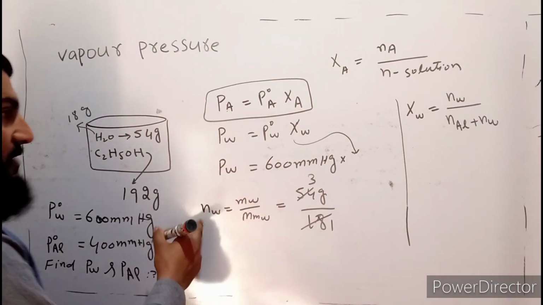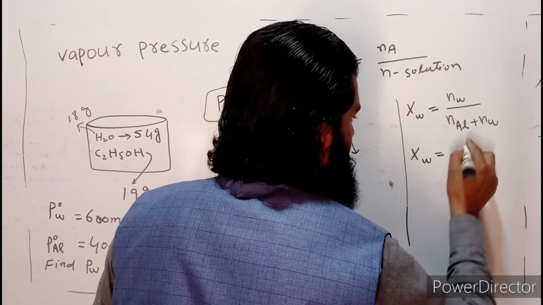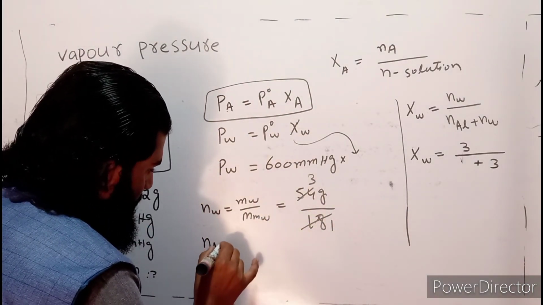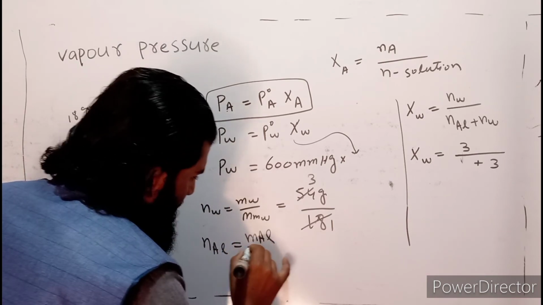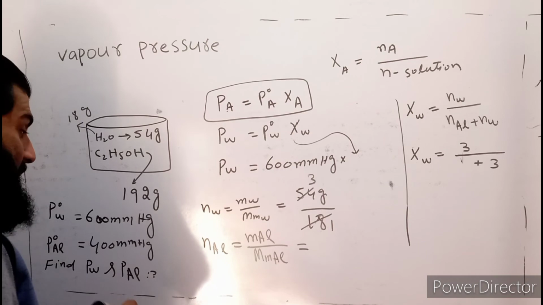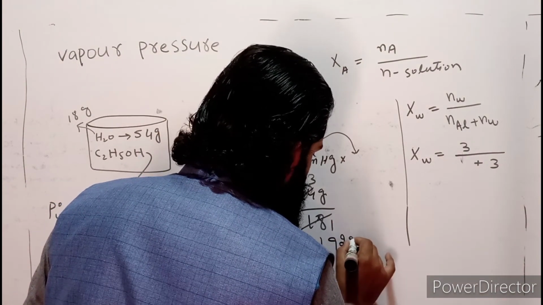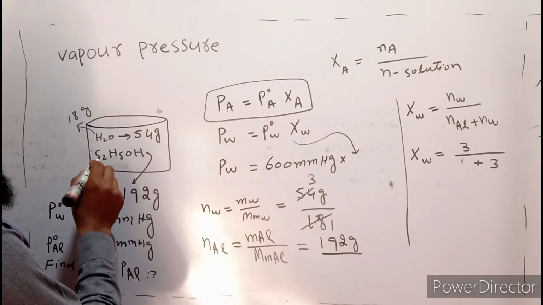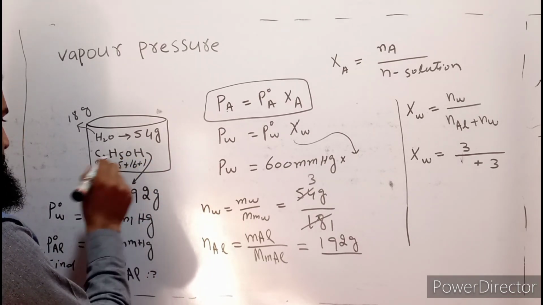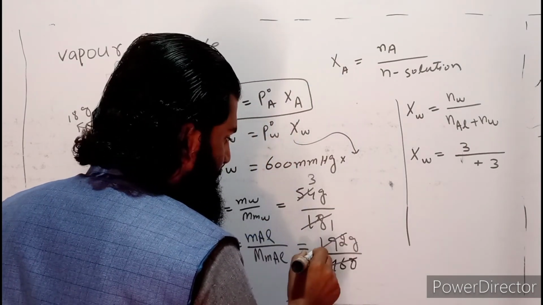Clear? So the mole fraction of water is equal to the number of moles of water, which is 3, divided by 3 plus the number of moles of alcohol. The number of moles of alcohol is equal to the mass of alcohol divided by the molar mass of alcohol. The mass of alcohol is 192 grams, and the molar mass is 24 plus 5 plus 16 plus 1, which is 46 grams.